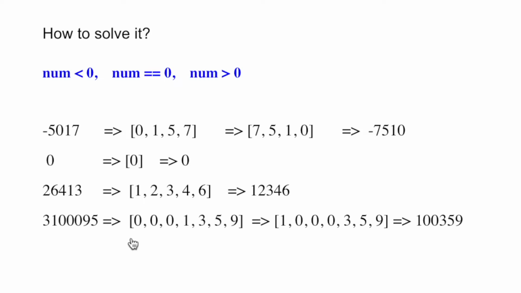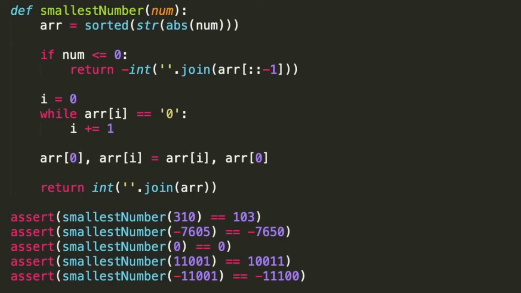The last example is a bit tricky because there are leading zeros. All we need to do is find the first non-zero digit, swap it with the first 0, then convert it into a number. Let's take a look at the code.